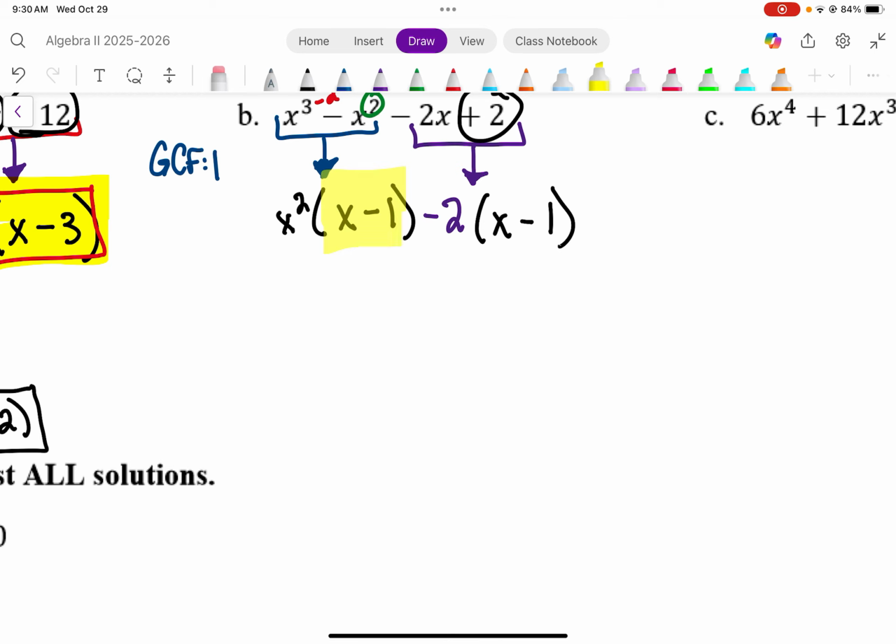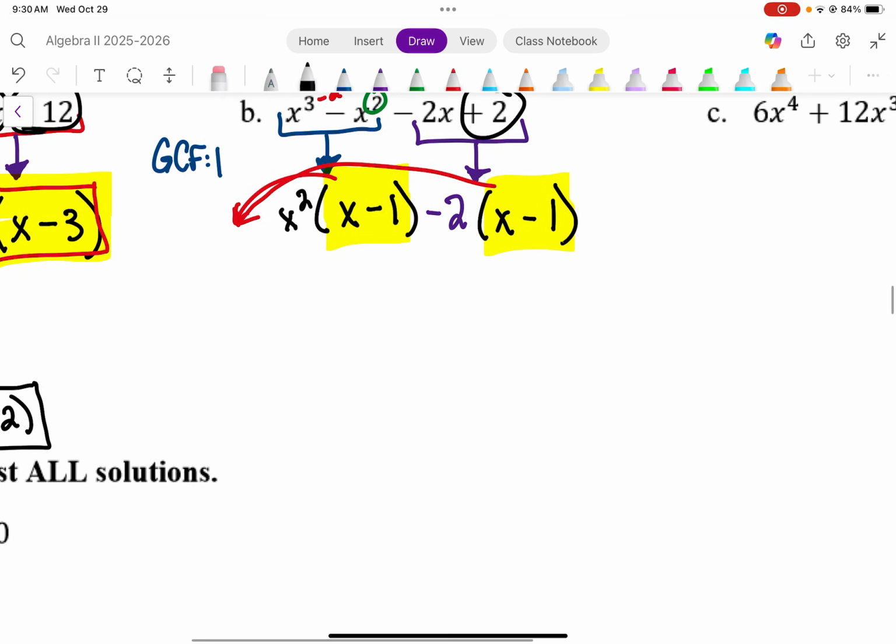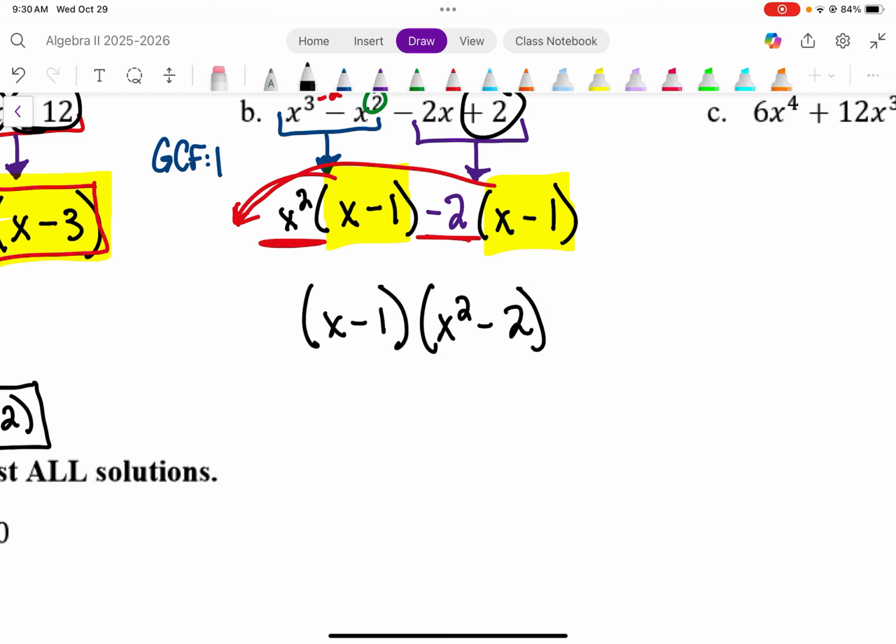Now I have an x minus 1 in both of my parentheses, so I'm going to factor that out. So I'm taking that x minus 1 and putting it up front because that is my common factor between these. And then the remaining pair is going to be left, and we would have x squared minus 2.